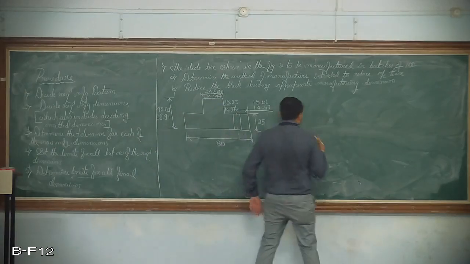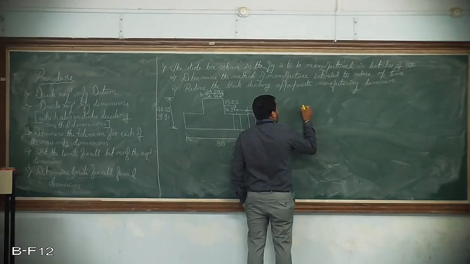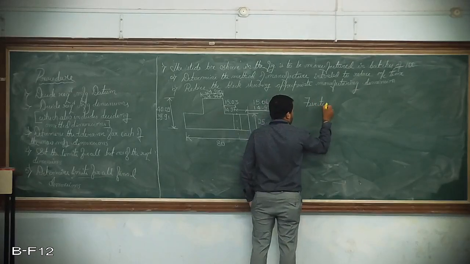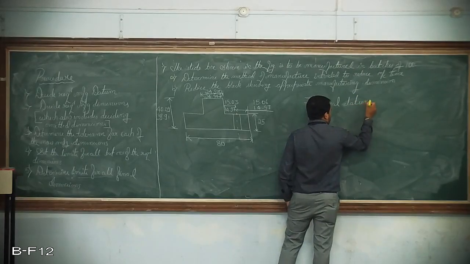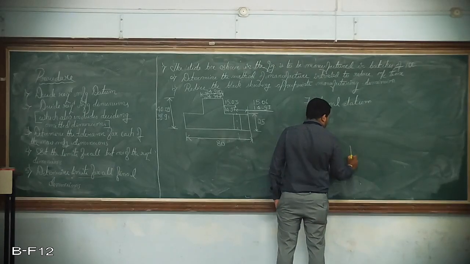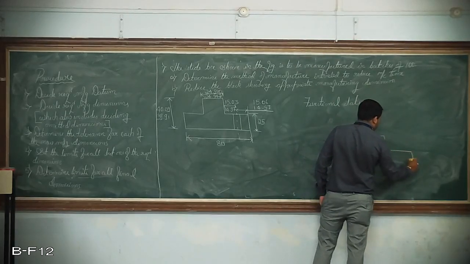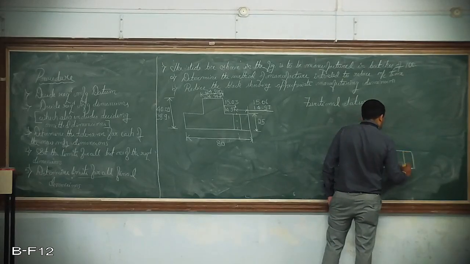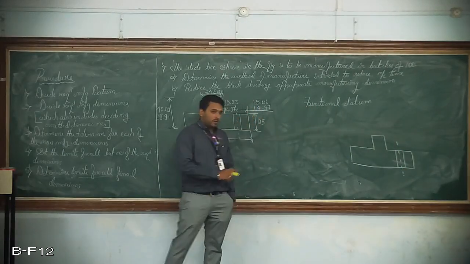So before starting with the procedure, what we have followed in the previous problem, we need to show first the functional datum. So I'll just redraw this diagram over here, without any dimensions.